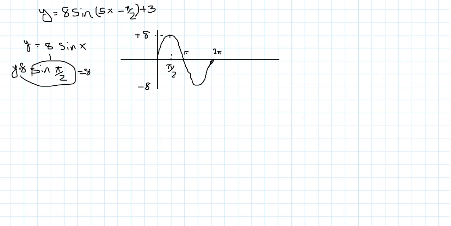Now the second part. Y equals 8 sine 5x. Okay, I say my amplitude is positive and negative 8, and I have a period here. My period is 2 pi over 5.